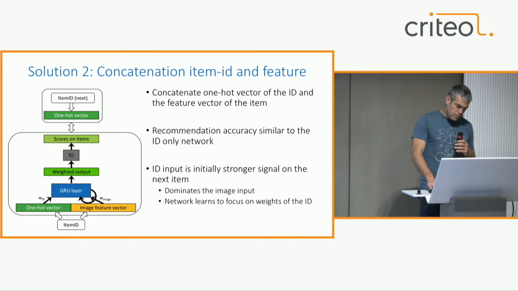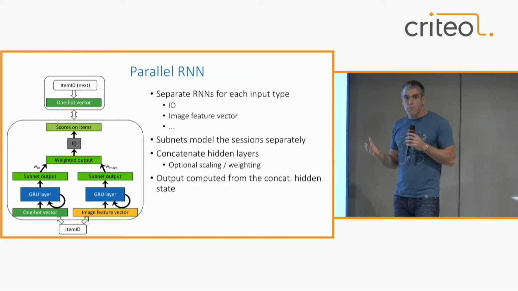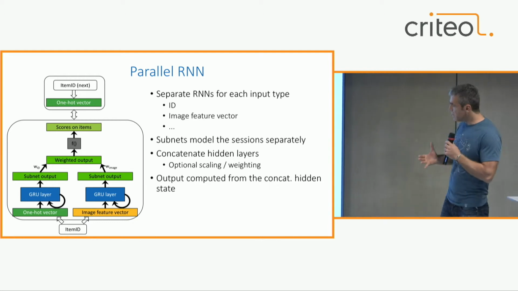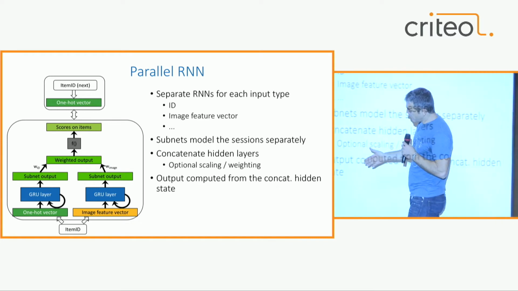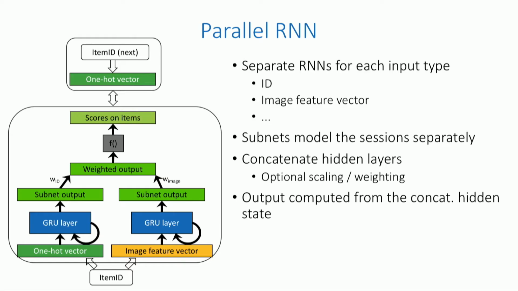So the next thing we thought is, okay, maybe we can use one network to improve upon the other in some sense. So we separated the networks, and we used two recurrent neural networks that we trained concurrently. We call them parallel recurrent neural networks, one with the item IDs and one with the image features. And then essentially what we do is we join them somewhere in the output, in some kind of ensemble learning.